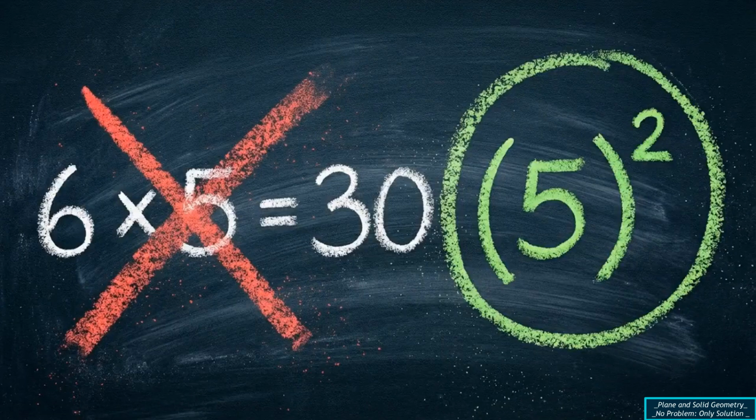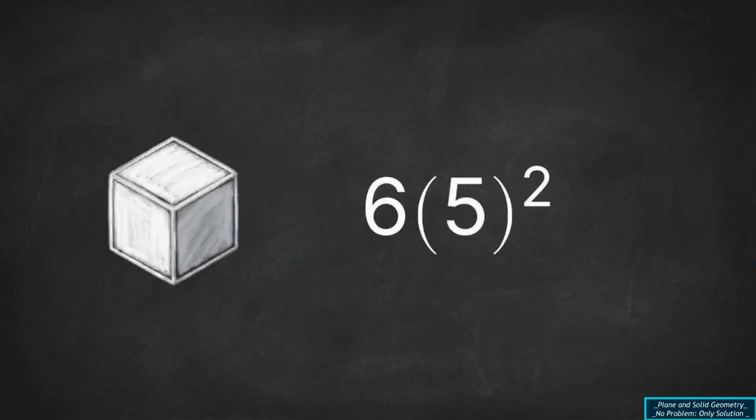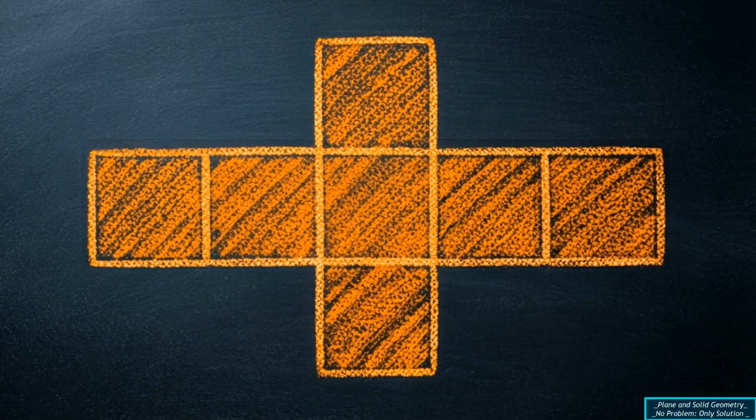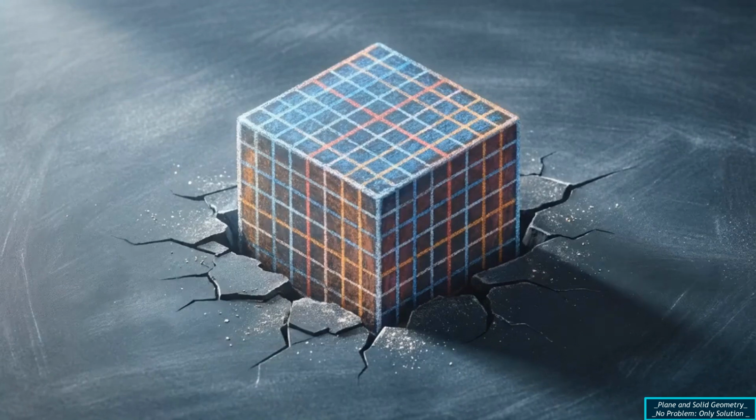To avoid the most common error in this step, follow the order of operations. You must square the 5 to get 25 before you multiply by 6. 6 times 25 gives us a final numerical answer of 150. We have effectively measured the flat space required to cover the entire exterior.